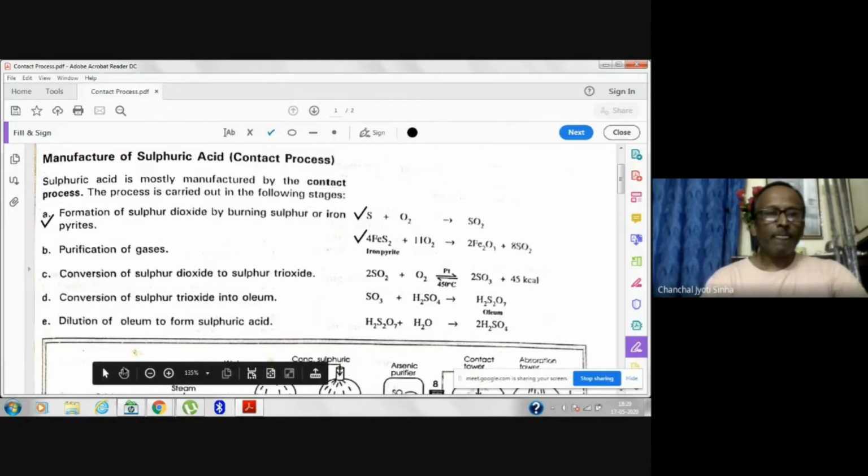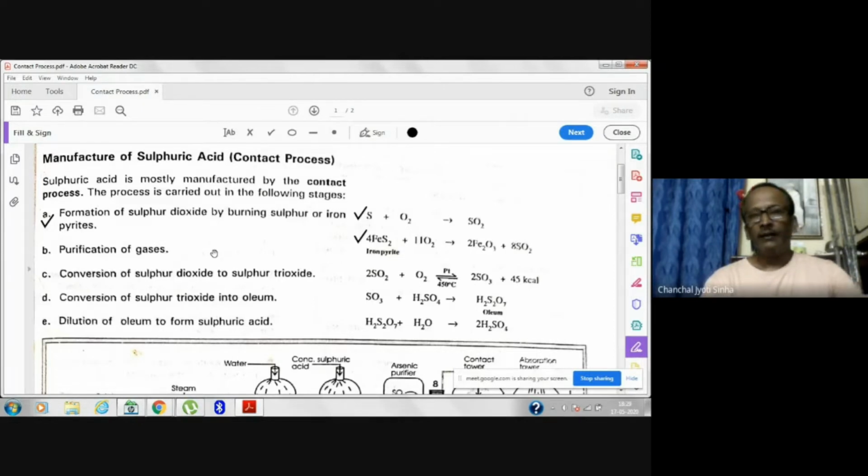Second one is stage B, purification of gases. No reaction takes place here. In this step, only the gases are purified. Stage C, conversion of sulfur dioxide to sulfur trioxide. In this stage, this reaction takes place.